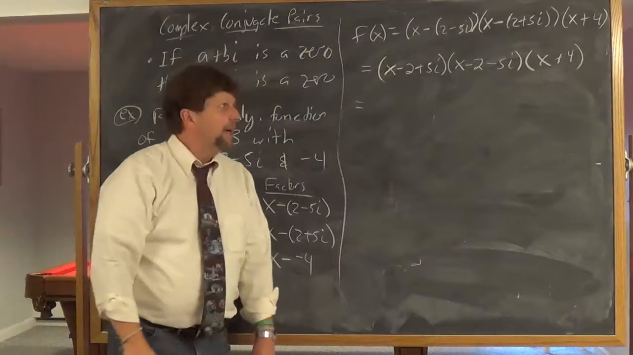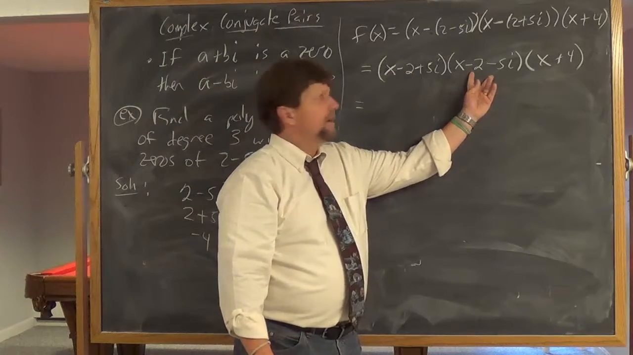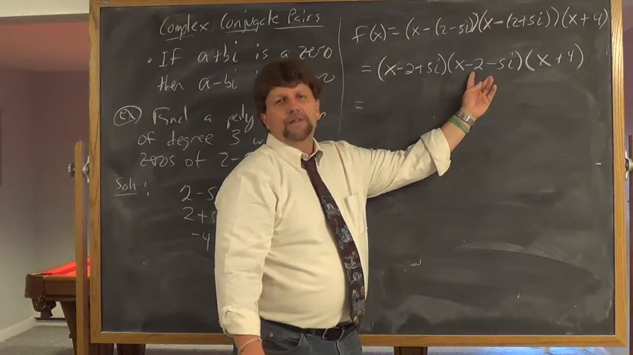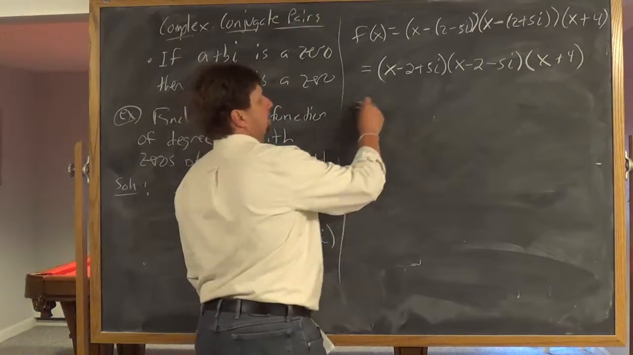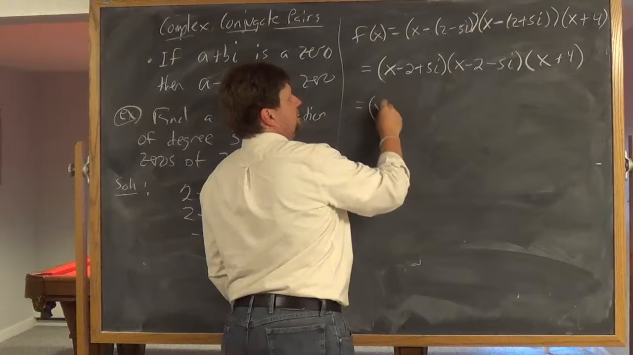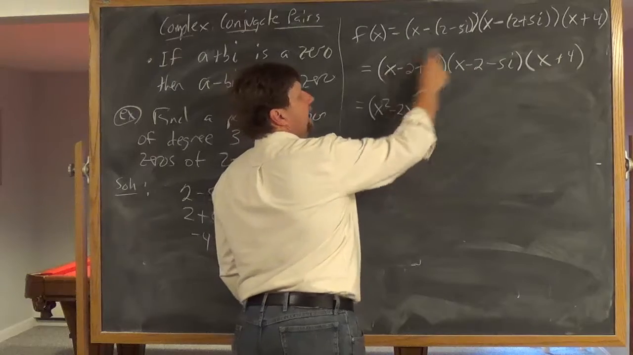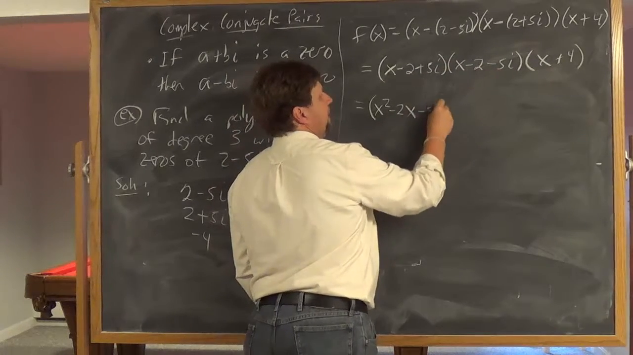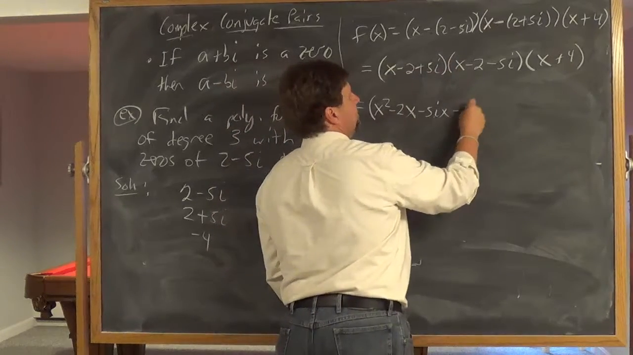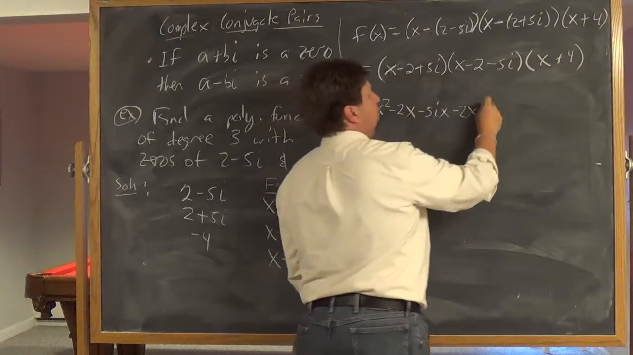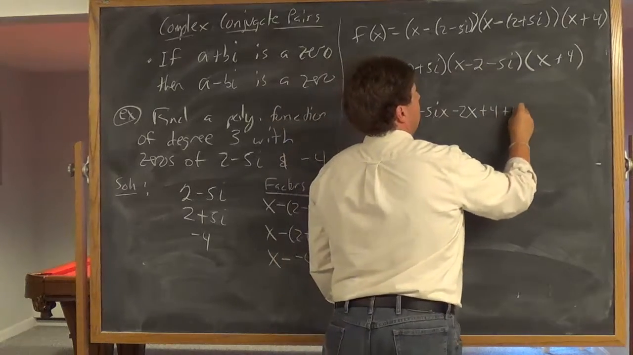Okay, now I'm going to do it a step at a time. I'm going to take this mess here and multiply it by this mess here. It's an advanced form of, it's just foiling them, but I'm extending the foiling concept. So here we go. X times x is x squared. X times negative 2, negative 2x. X times negative 5i is a negative 5ix. Now I take the negative 2 times x. That's a negative 2x. Negative 2 times negative 2 is a plus 4. Negative 2 times negative 5i, well, that's a plus 10i.